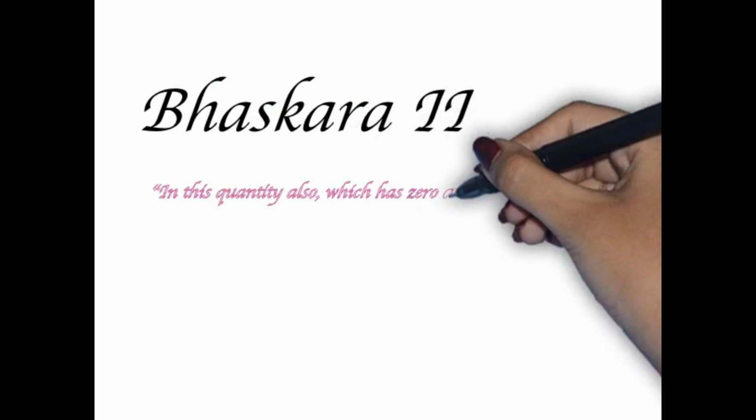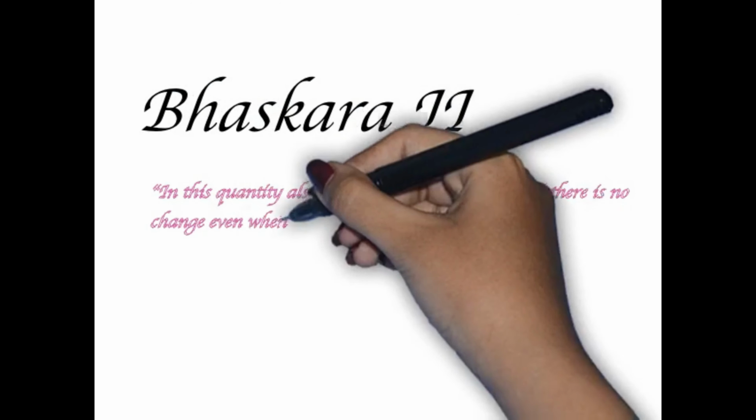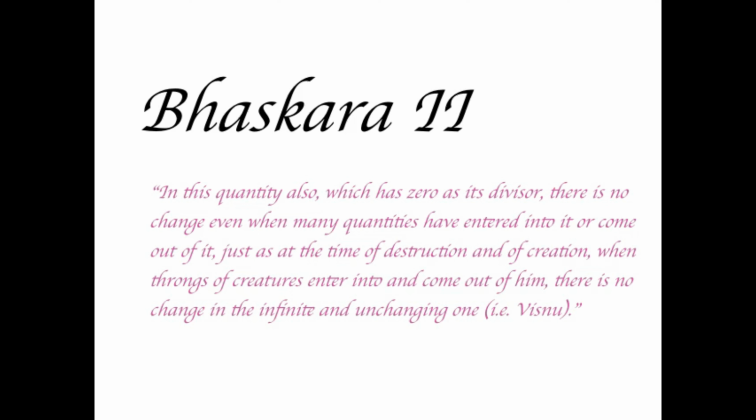These final rules for operating with 0 sound strange to us, but Bhaskara too, after repeating essentially the same rules in his own work, justified them using the concept of infinity. In this quantity also, which has 0 as its divisor, there is no change even when many quantities have entered into it or come out of it, just as at the time of destruction and of creation, when throngs of creatures enter into and come out of him. There is no change in the infinite and unchanging one, for example, Vishnu.